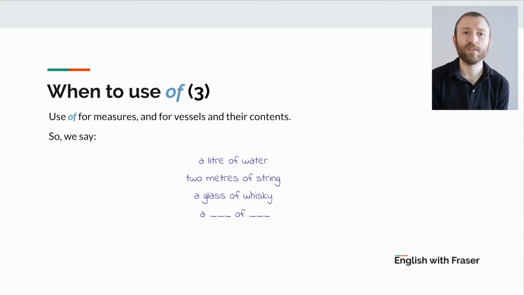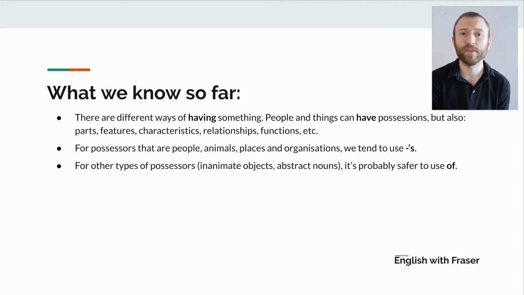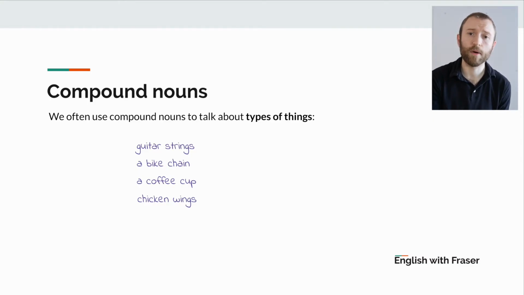And let's add that into our summary then. So for other types of possessors, inanimate objects, abstract nouns, etc., it's probably safer to use of. And that brings us to the last part about compound nouns. We often use compound nouns to talk about types of things. So guitar strings, for example, are a type of strings.